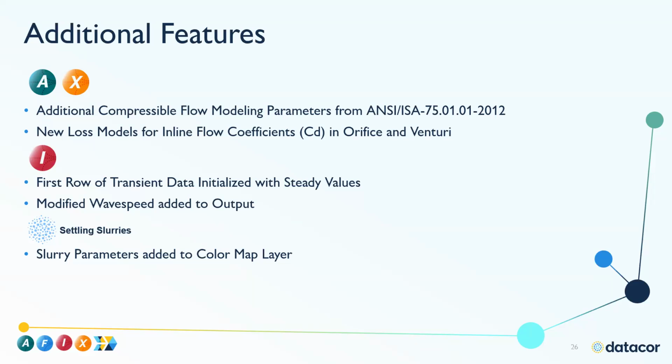Modified wave speed has also been added to the output for Impulse so that you can review the modified wave speed in each of the pipes. And in the settling slurry, the SSL module, slurry parameters have been added to the color map layer for better demonstration of different slurry parameters and making sure you can visualize that in all of the new ways that we've added and expanded with workspace layers.